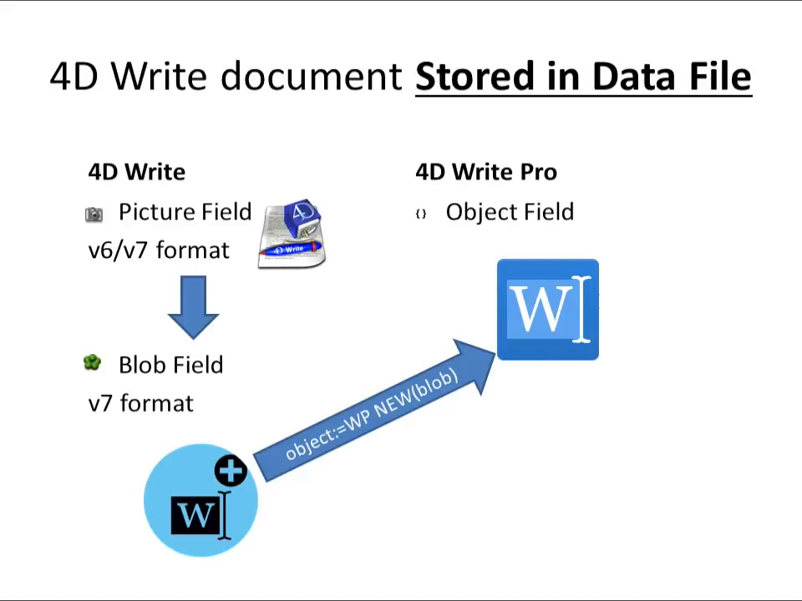4D Write Pro can only import documents stored as a blob. So, if you have documents stored in a picture field, you will need to convert them to blob first. Do not just change the field type from picture to blob because that will not have the desired effect. Instead, you should use 4D Write commands to convert the picture to blob.